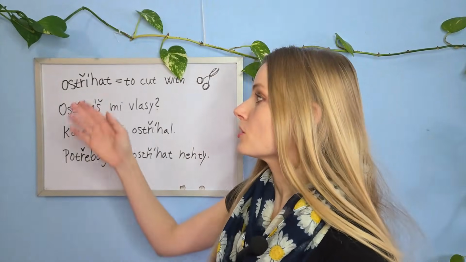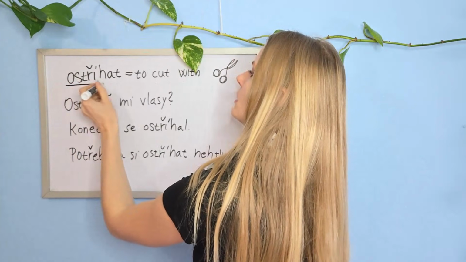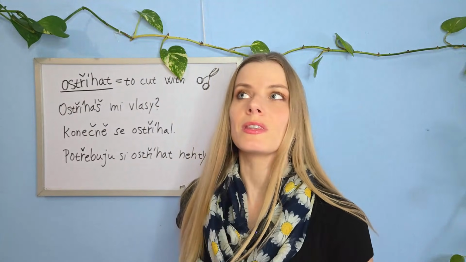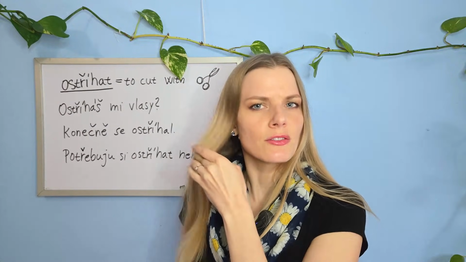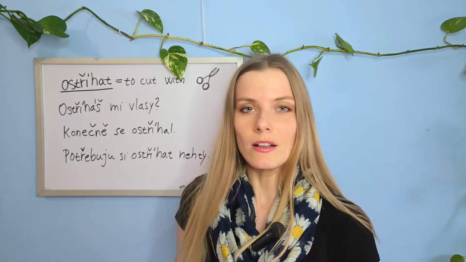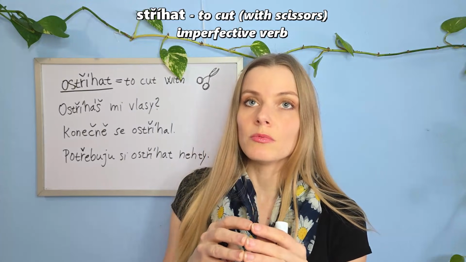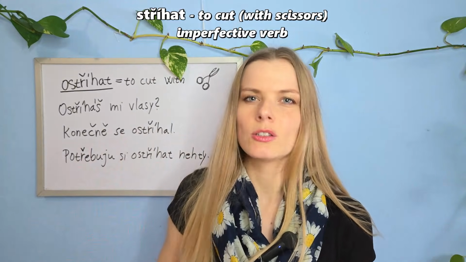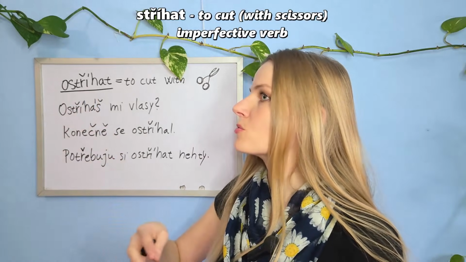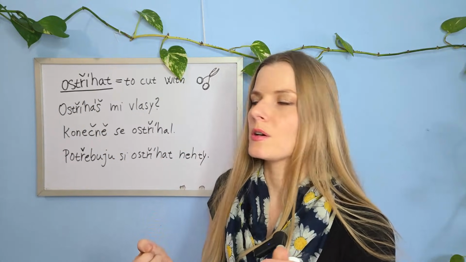Another verb is ostříhat. Ostříhat means to cut completely with scissors. Ostříhat, usually connected with getting a haircut. Ostříhat vlasy nebo ostříhat nehty. To cut nails. We can also have stříhat, which would be neutral verb, to cut with scissors. But ostříhat means to get a full haircut or to fully cut your nails, for example.